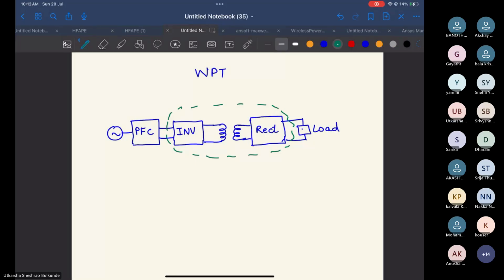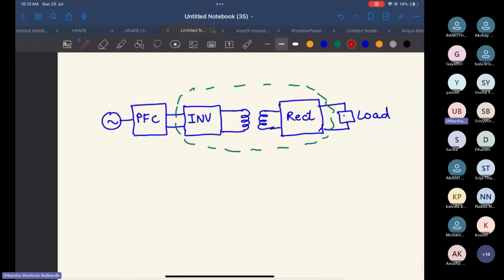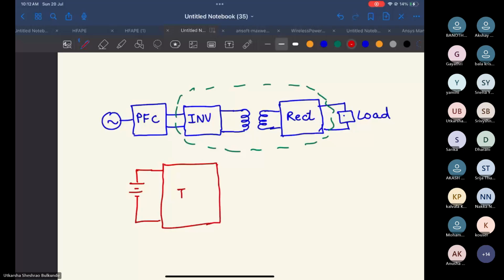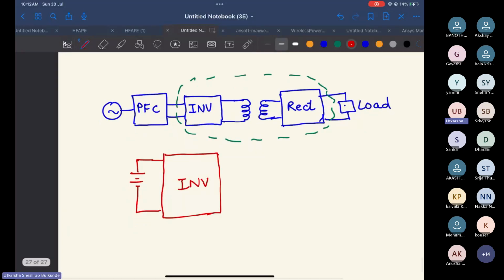Okay, fine. So I'll not discuss in detail then. I'll just tell you how it is. After PFC, you get some DC supply. Then you have your inverter circuit. What does the inverter do? It converts your DC to high frequency AC, because you want to transfer your power.